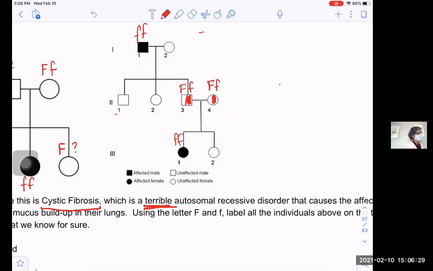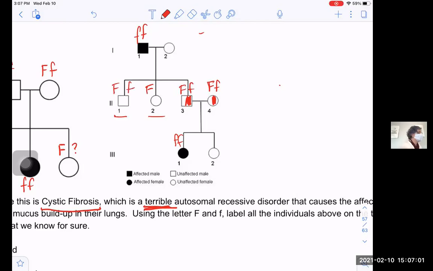What about persons 2-1 and 2-2? And why? So I have a student who's saying they are heterozygous. You are correct, but why? Because they don't have it and their father does. Yeah, so they don't have it, so they have the dominant allele, but dad had to give them a little allele. Mom over here, we know she's big F, but we don't know what her other letter is.